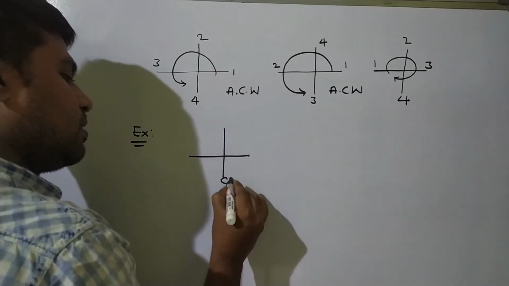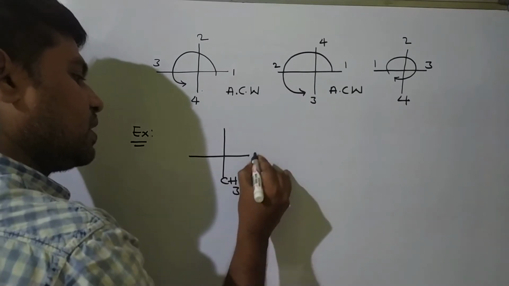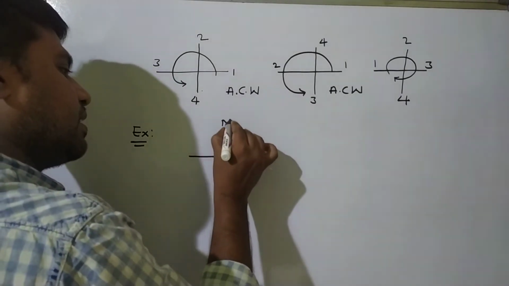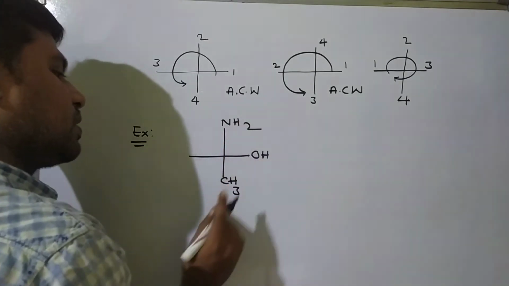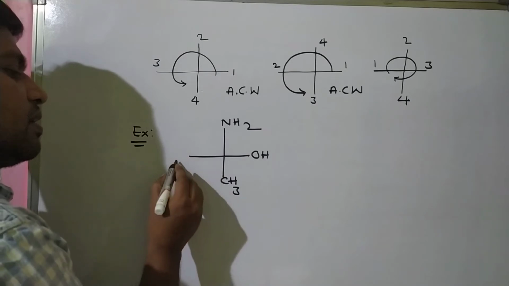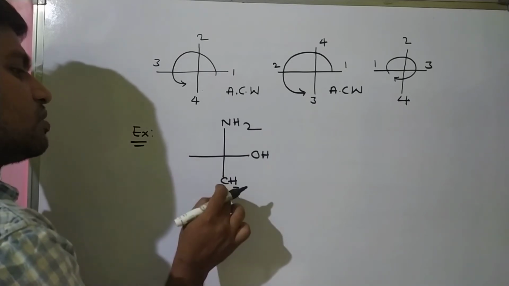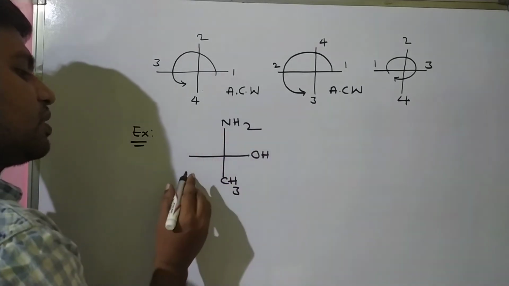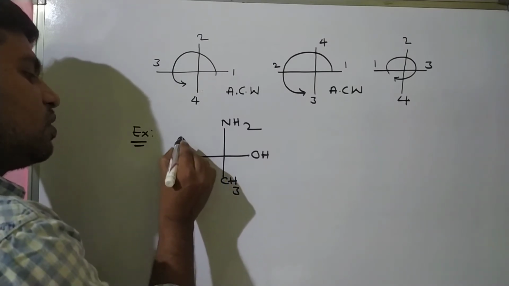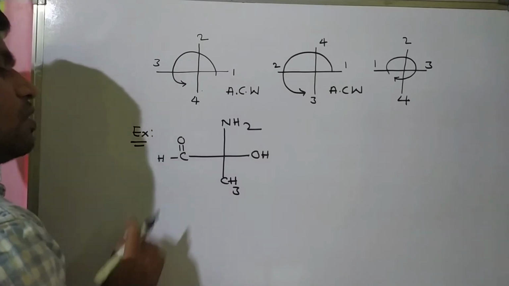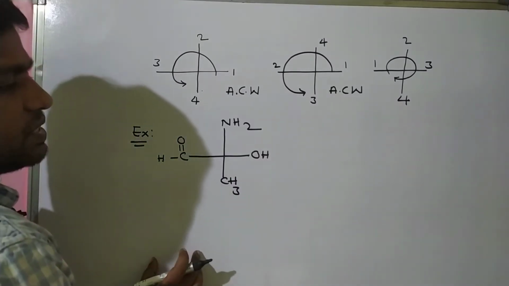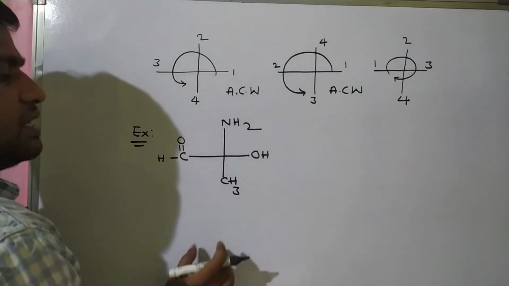Here a methyl group, here a hydroxy group, here an amino group, and here CHO, C double bond OH. So these are different groups. Okay, students. Now priorities.